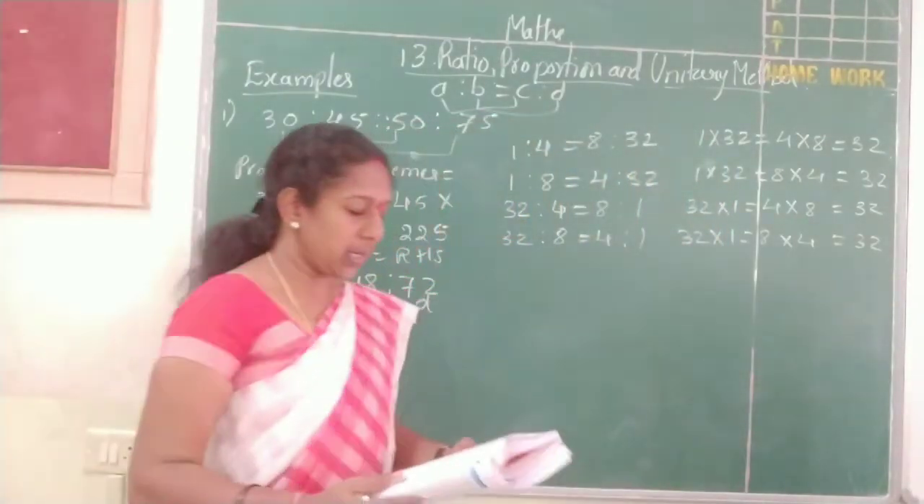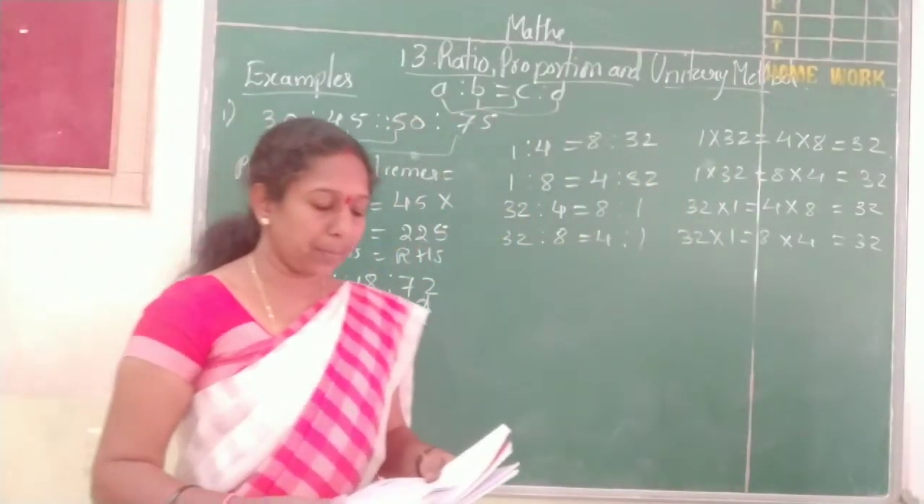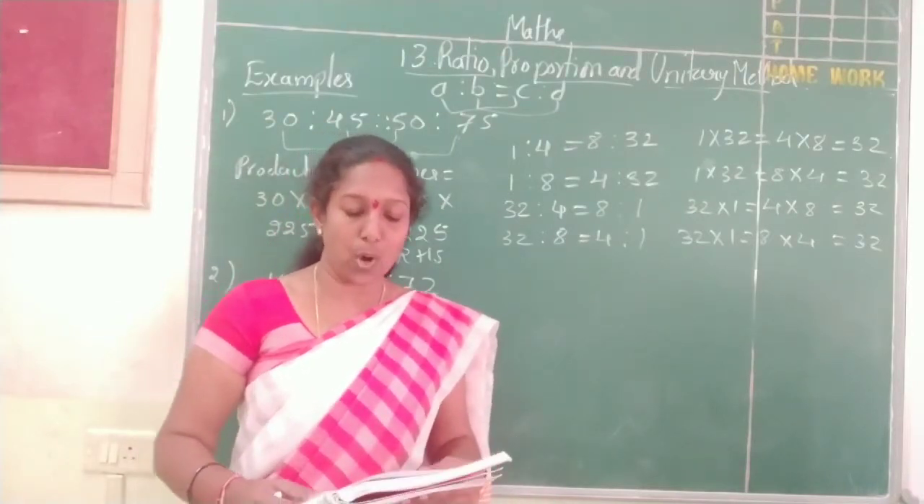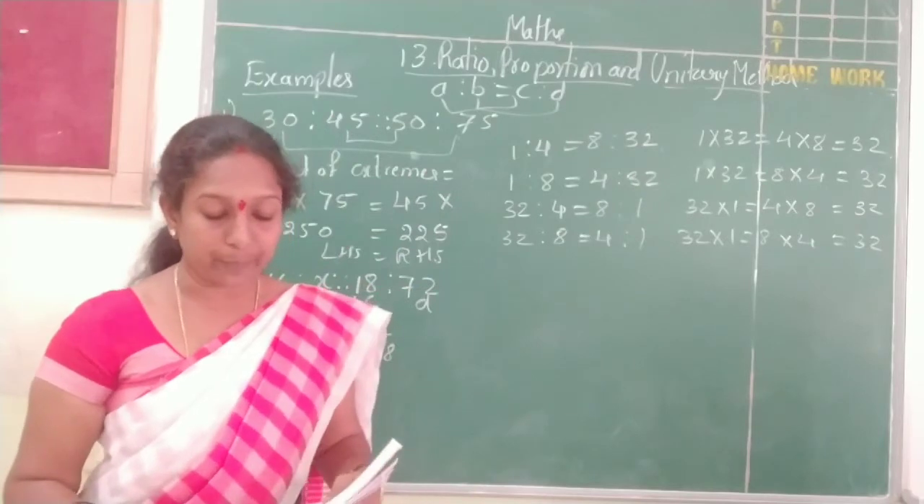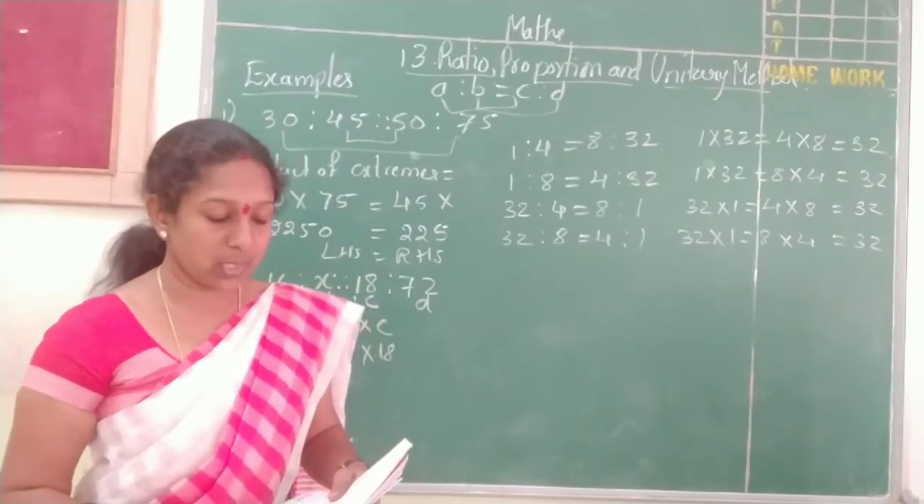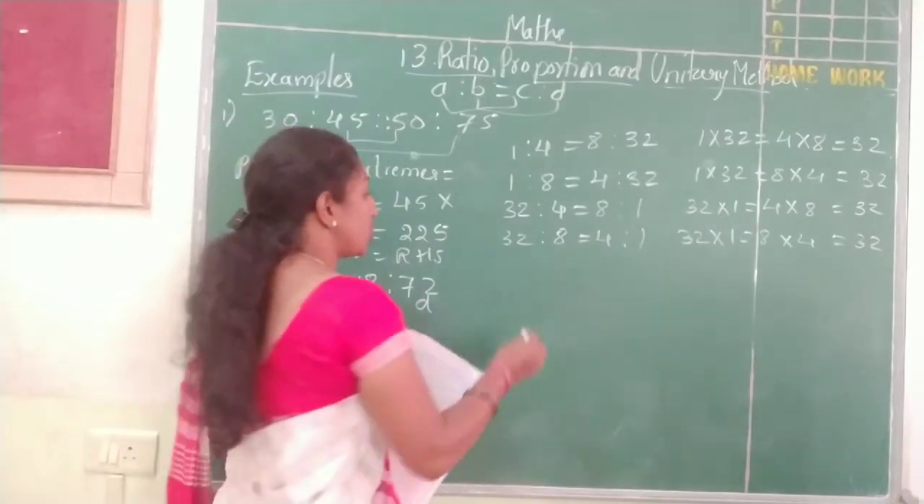Now let us come to the next one. Example number 13. The ratio of the number of girls to the boys in a class is 2:3. If the number of girls is 24, find the number of boys. See here, the number of girls to boys.